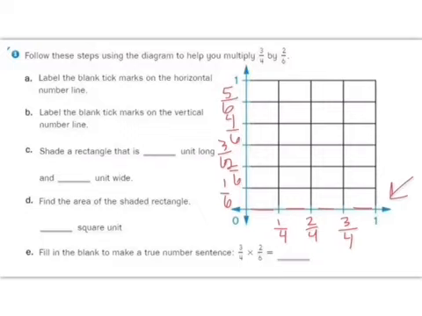So we're going to shade a rectangle, and we're going to look at these numbers to help us figure out that it is 3/4 of a unit long and 2/6 unit wide. Remember, this is 1 unit and 1 unit, so we're doing the parts here. So our rectangle is going to be 3/4 wide and 2/6. Then we're going to shade in that rectangle.